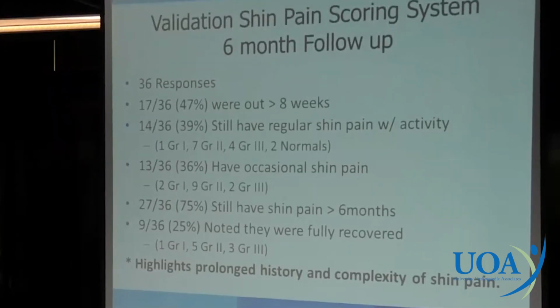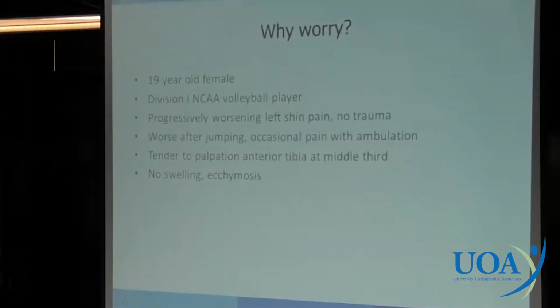And so essentially what we're seeing is, even though once we get them with a positive MRI, we've counseled them on activity modification, they're still not fully recovered 6 months after the injury. So it is a nagging injury that tends to not go away, but they're still competing. So the question is, a lot of these I've just talked to you about, well, we can keep people competing, and is there anything to really worry about?